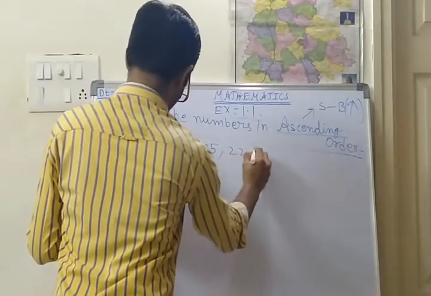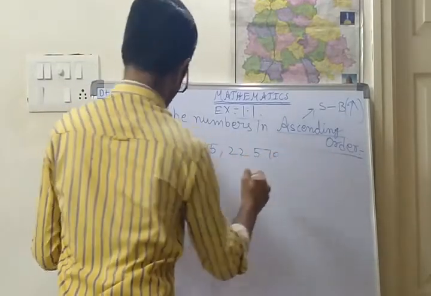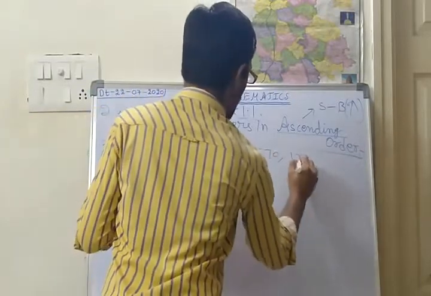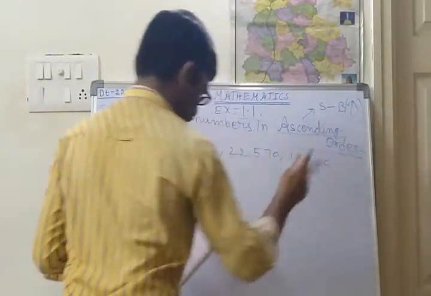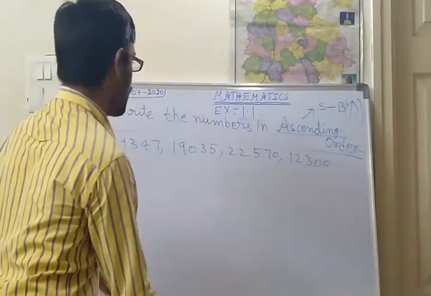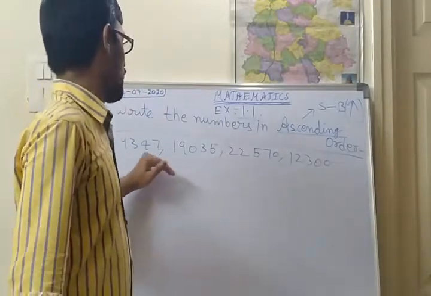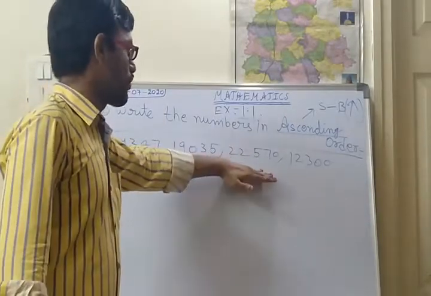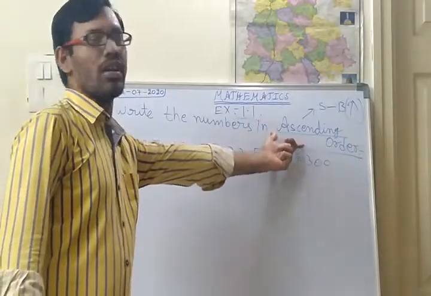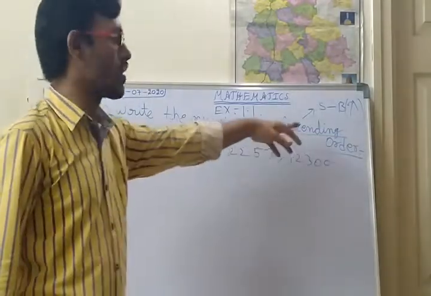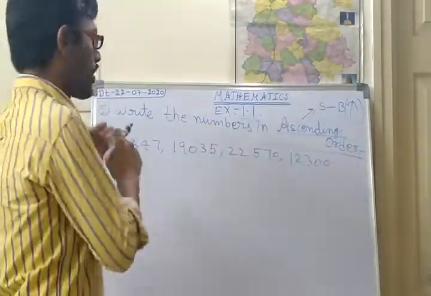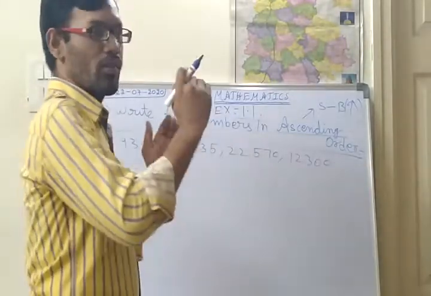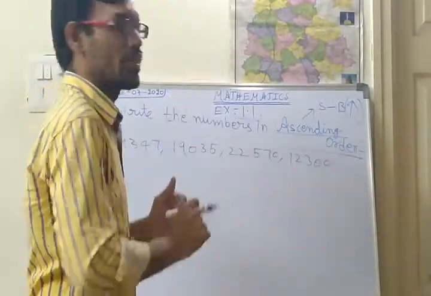2, 2, 5, 7, 0. 1, 2, 3, 0, 0. So these are the numbers. 4 numbers are given. From these 4 numbers you should write the ascending order. Ascending order means first a small number, then going on increasing, the biggest number you should write last.